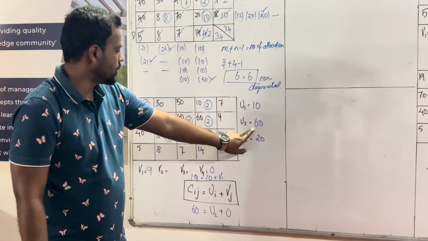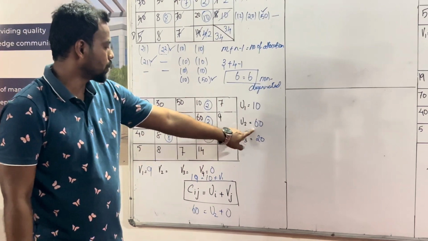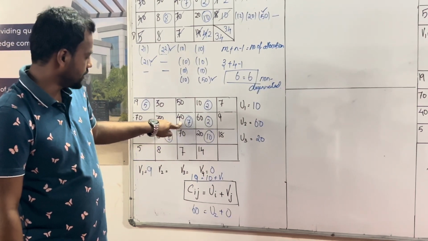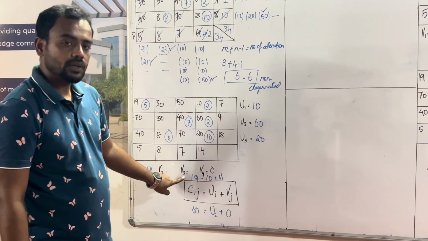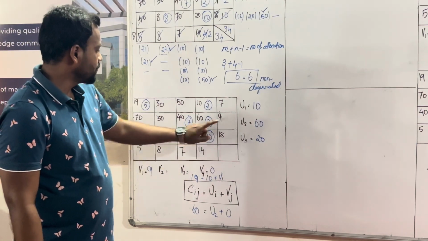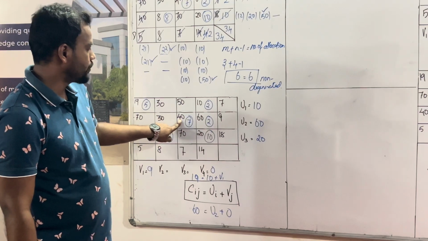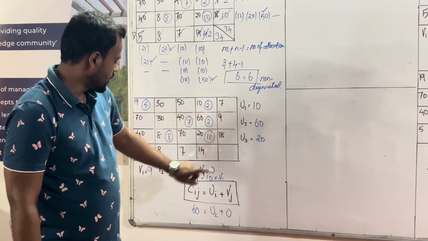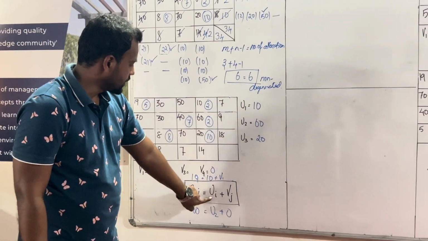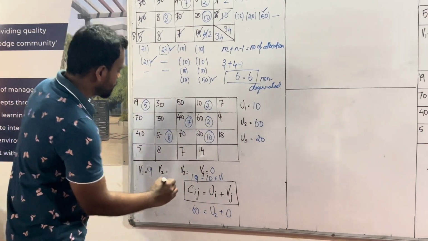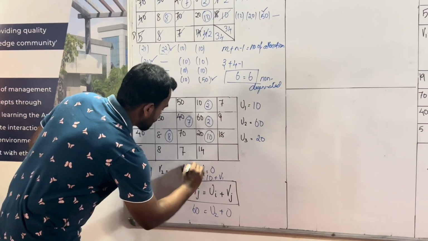So now we will check on U2. By using U2, what we can find out. So in this column you have allocation at this place, so that you can find out V3. Okay, so now U value is 60, Cij value is 40. So 40 here and 60 here. So 60 comes this side, it is going to be minus. So the value is going to be minus 20.